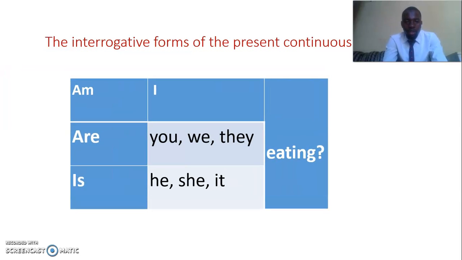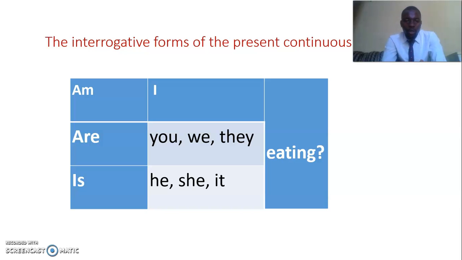Here it's very simple too. The interrogative form is the opposite of the affirmative form. We swap, we change the place of the elements which are used to form the tense. So if in the affirmative form the subject comes first, in the interrogative form it is the opposite. Here the auxiliary comes before the subject.